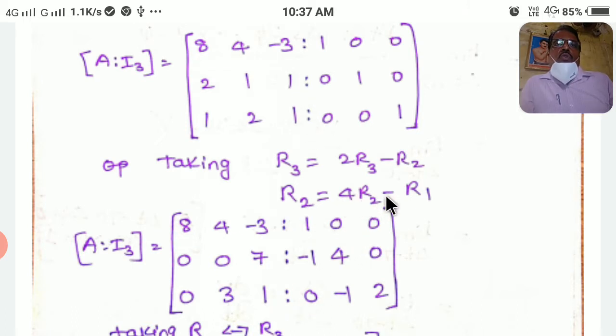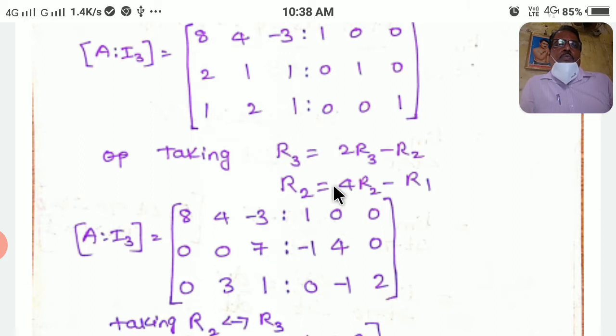Similarly R2 is equal to 4R2 minus R1. Now this is the row R2, multiply this row with 4 and then subtract the elements of R1. So 4 into 2 is 8, 8 minus 8 is 0, 4 into 1 is 4, 4 minus 4 is 0, 4 into 1 is 4, 4 minus of minus 3, 4 plus 3 is 7. Like that we have to perform these two operations. Similarly, the same operations we have to perform for this unit matrix also. So that is 1 0 0, then here R2 is equal to 4R2 minus R1.